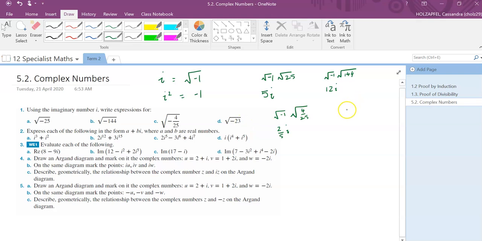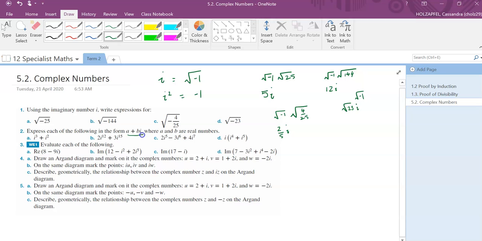All right, let's do this last one here, D. Now with this one, the 23 is a prime number, so I'm just going to leave this as the square root of 23i. Just to explain why I've done that, what I've done is I just factorized out that -1.